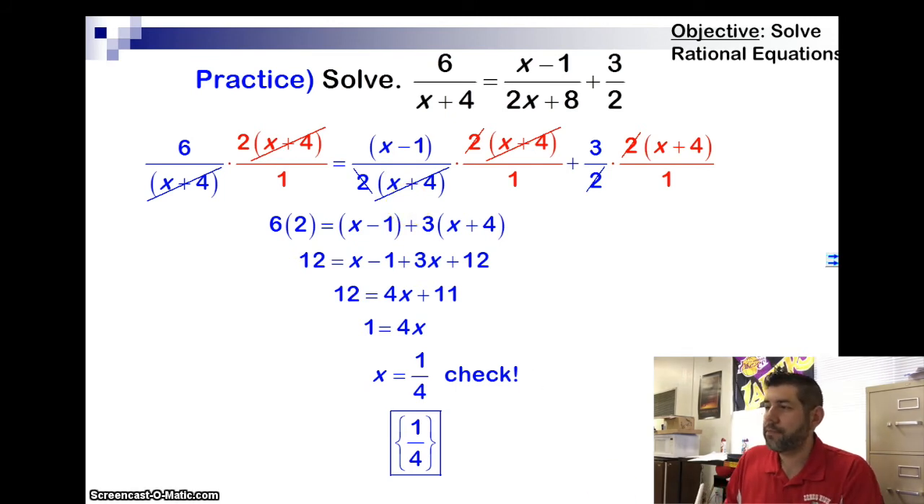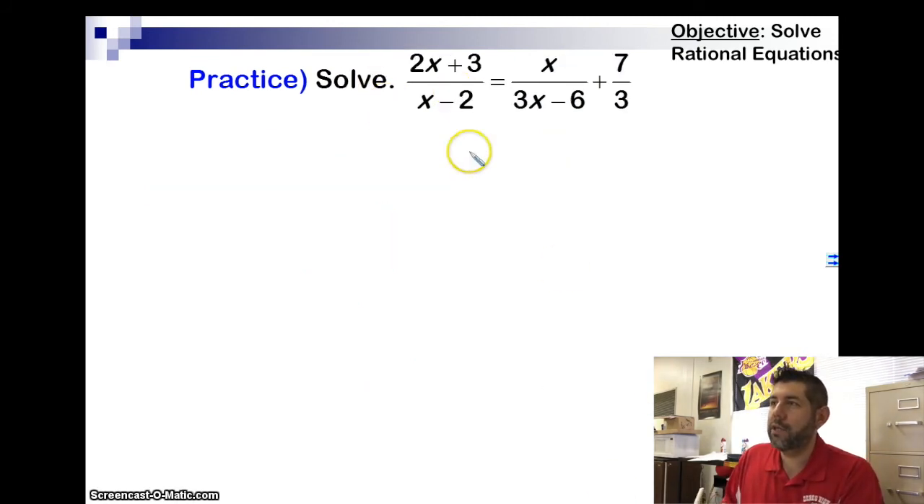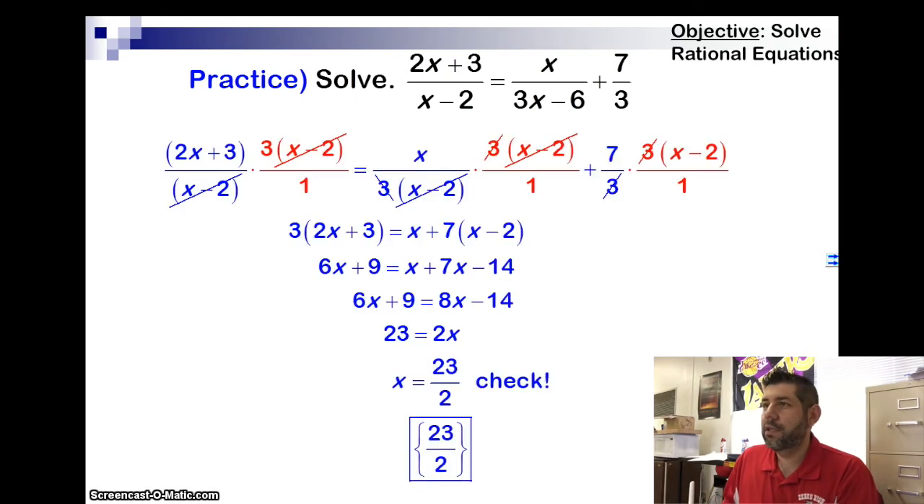All right, last one. Here's another practice for you. So why don't you try that one? Okay, I'm unpaused. Here you go. The common denominator in this case was 3 times x minus 2.